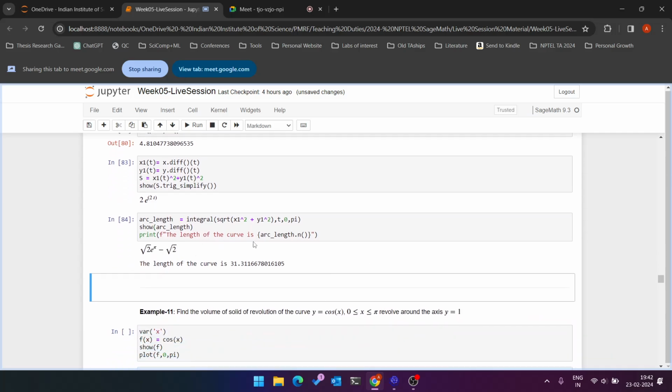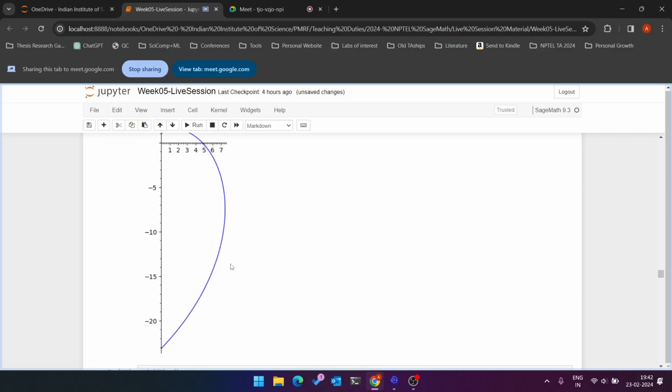So root 2 e raised to t will be integrated from 0 to pi. This is what we obtain as our expression. So the length of the curve is fairly large. It's around 31.